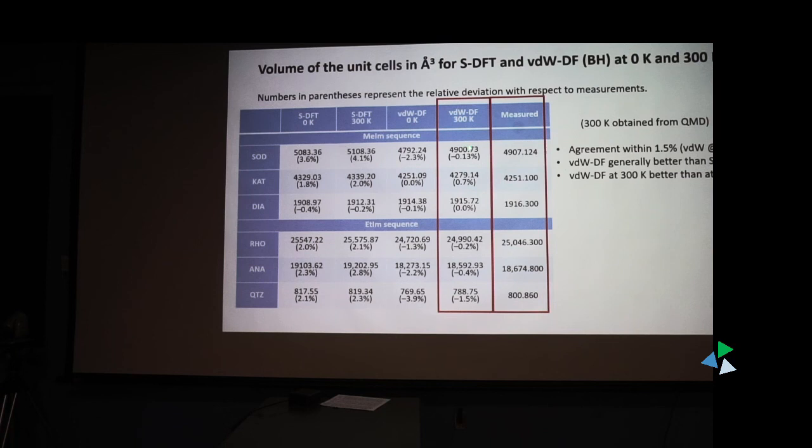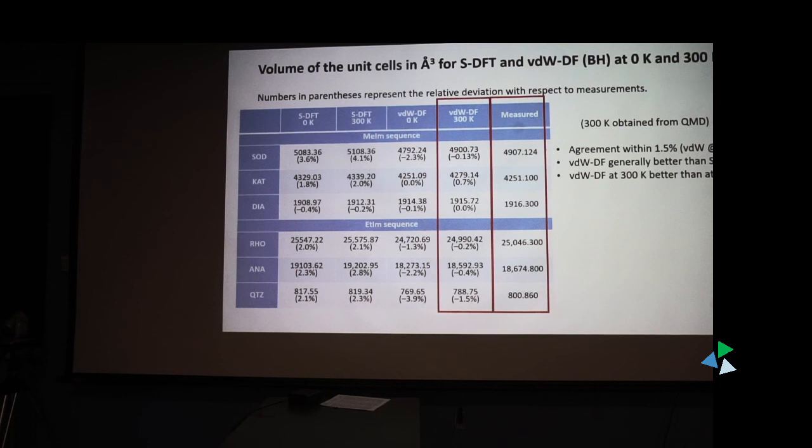So you see that we are very close to measurements. The worst is the quartz. We always have little problems with quartz, but it's not too bad. So you see that we're very close to the experimental result. And I can also show you the lattice parameters and angles, and it fits well with the experiments.